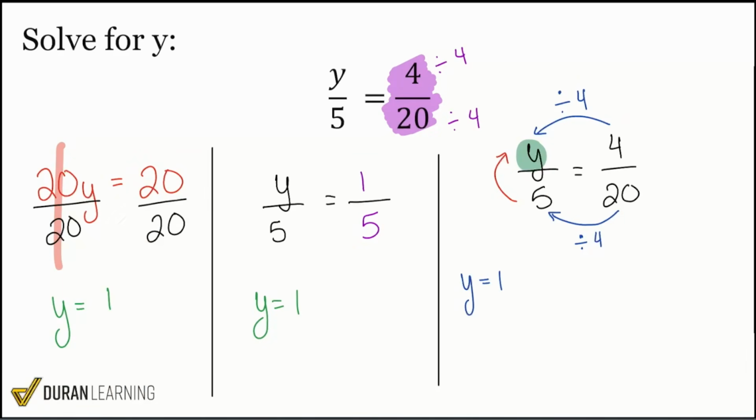Everybody help me out. How do I go from 20 to 4 with multiplication or division? How do I go from 20 down to 4? Yeah, that's division again. And we're going to be dividing by 5. So there's the comparison, everybody. To go from bottom to top, we divided by 5.